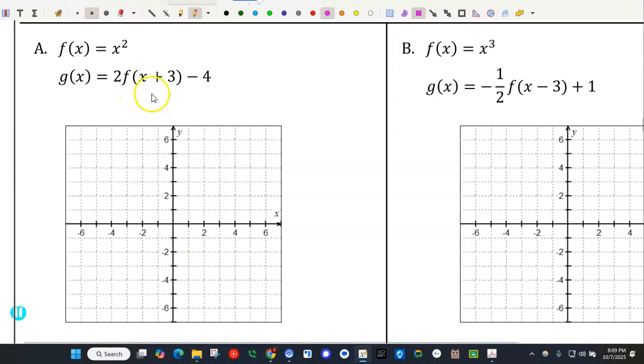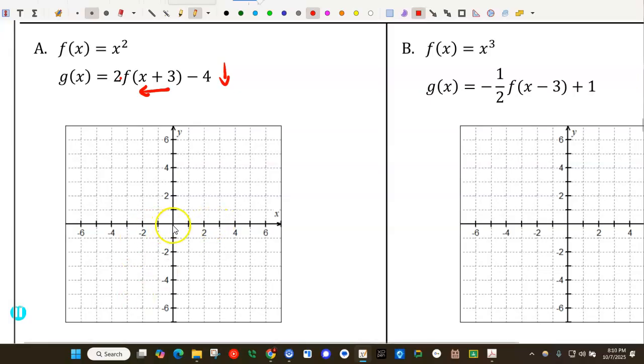So just ask yourself, what are each of these things doing? What are the different parts of this doing based upon what we've done so far? So of course, x plus 3, that's going to move the graph which direction? Left. And then the minus 4, right? That's going to move the graph down. And then we're going to have to multiply it by 2. Multiply the y values all by 2.